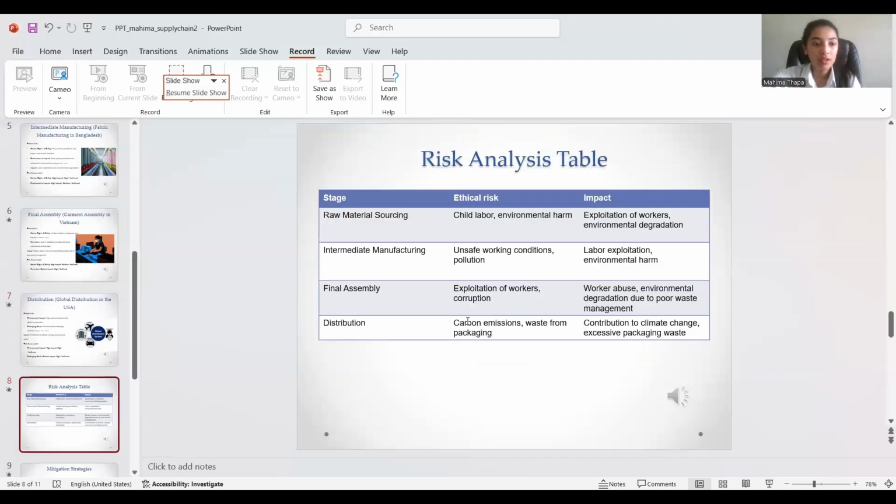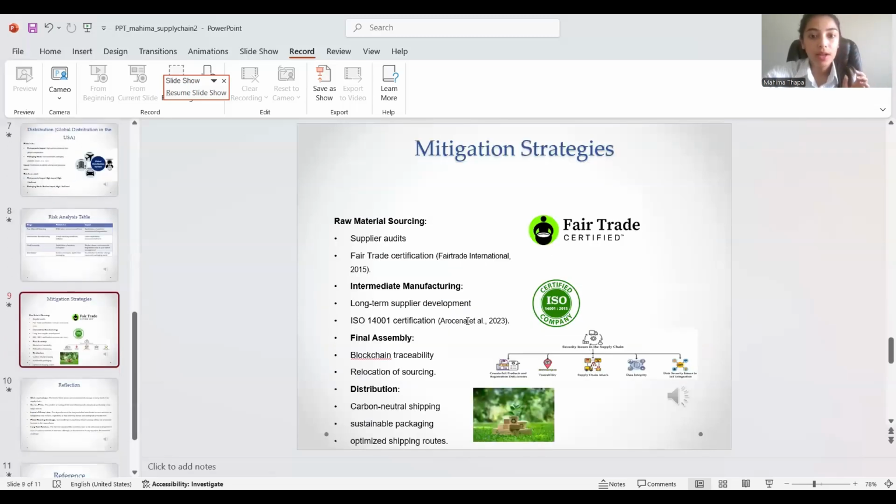So this is the risk analysis table, which I have already mentioned in the above part, and I have distributed the stages, all of these impacts and the ethical risks. These are all things I have already mentioned and just distributed in terms of a table as done in the analysis process. So this is the mitigation strategies in order to overcome the supply chain risk related to cotton t-shirts. In order to reduce this risk, companies have to take several actions.